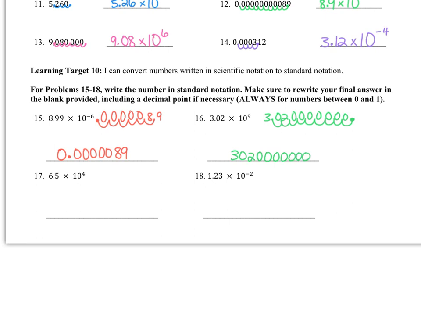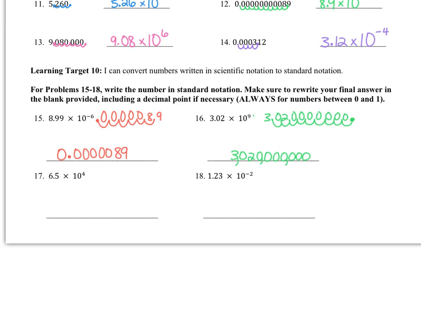Now we go back and put commas every 3 numbers starting from the right to the left. So 1, 2, 3, here goes a comma. 1, 2, 3, here goes a comma. And 1, 2, 3 is the last comma. So that's 3 billion, 20 million. And again, it matches: positive exponent, big number.